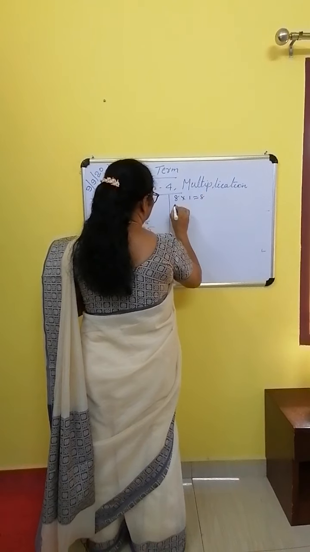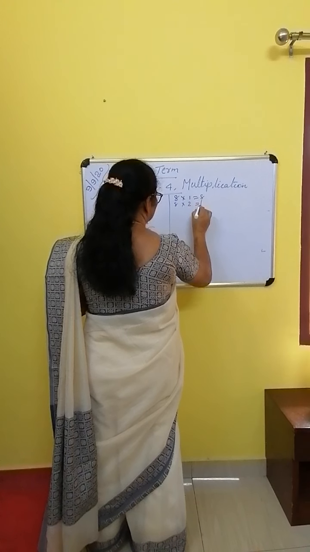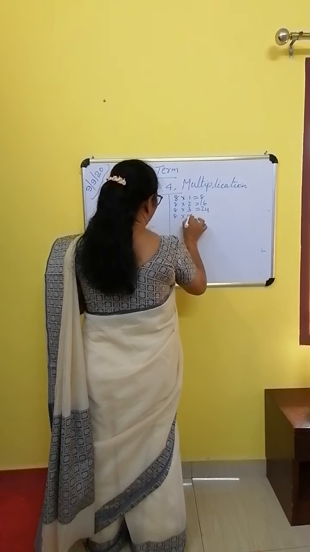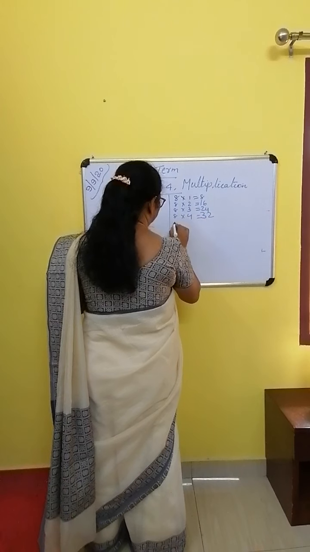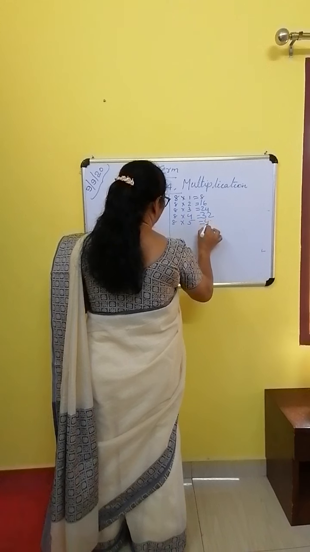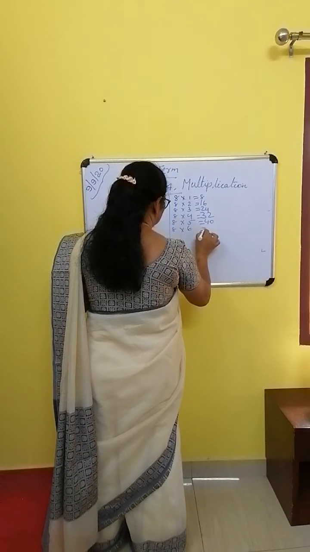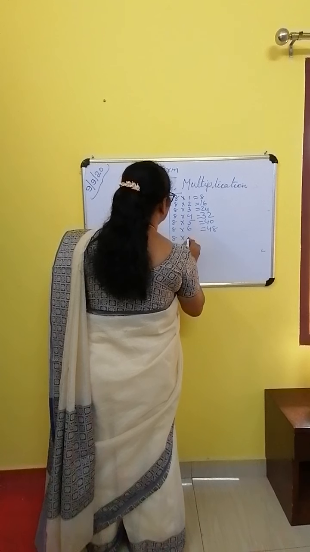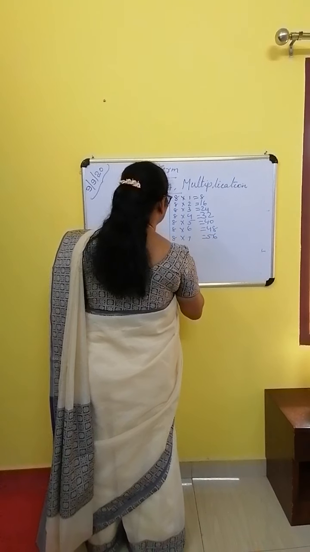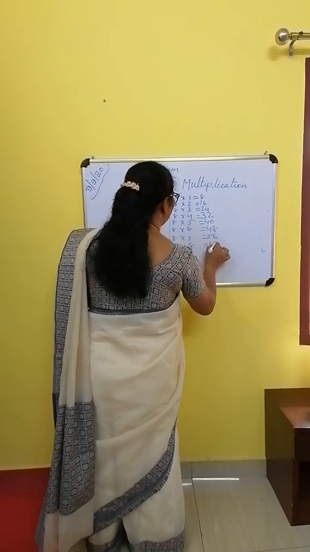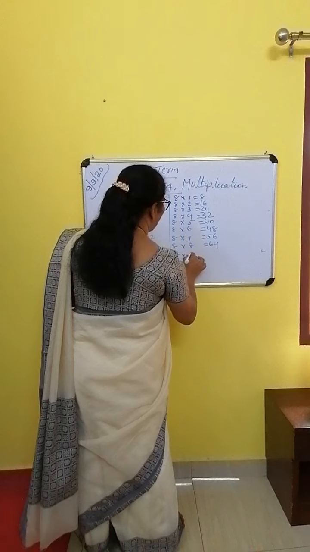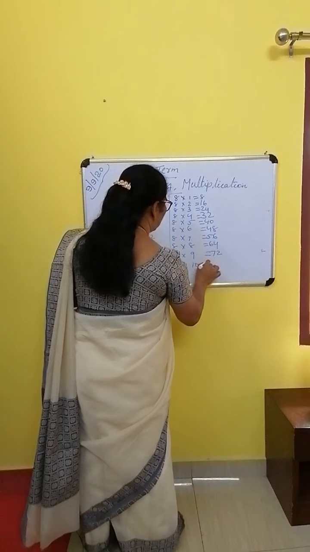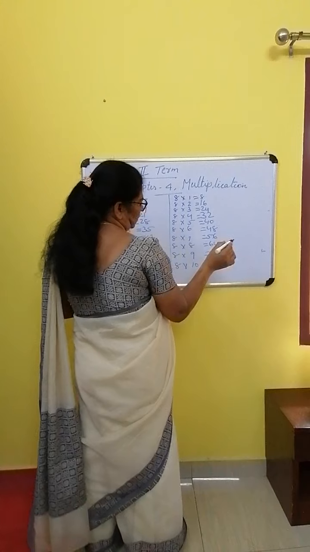8 1 time. 8 2 times 16. 8 3 times 24. 8 4 times 32. 8 5 times 40. 8 6 times 48. 64. 8 9 times 72. 8 10 times 80. Okay.